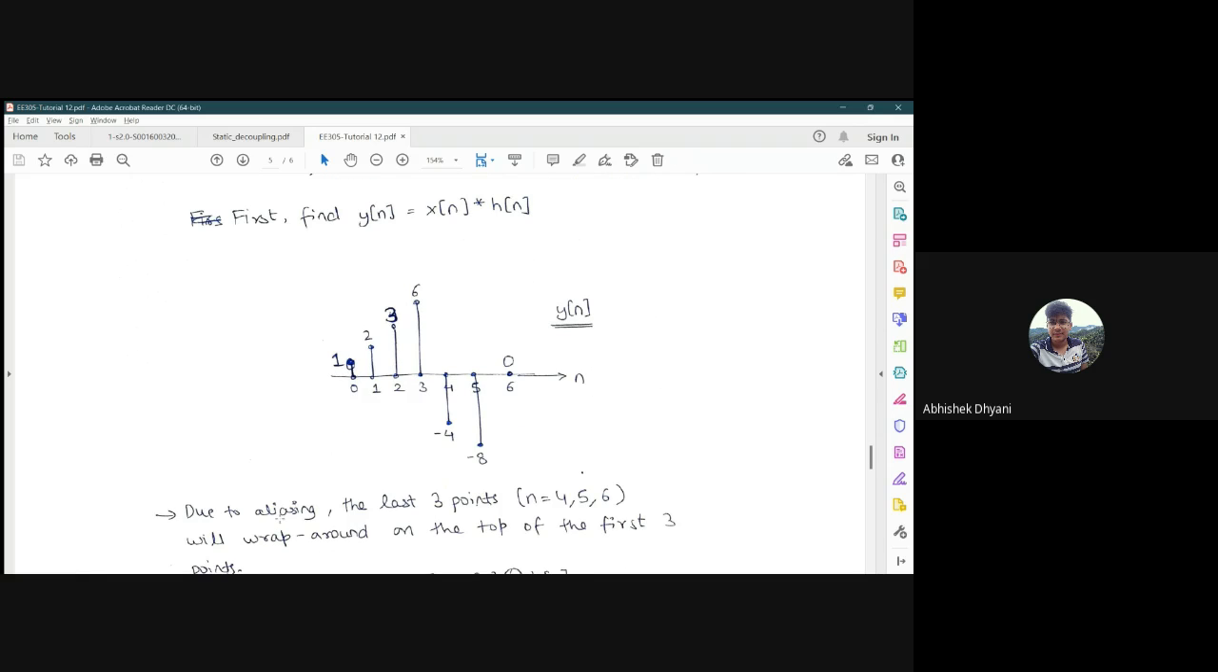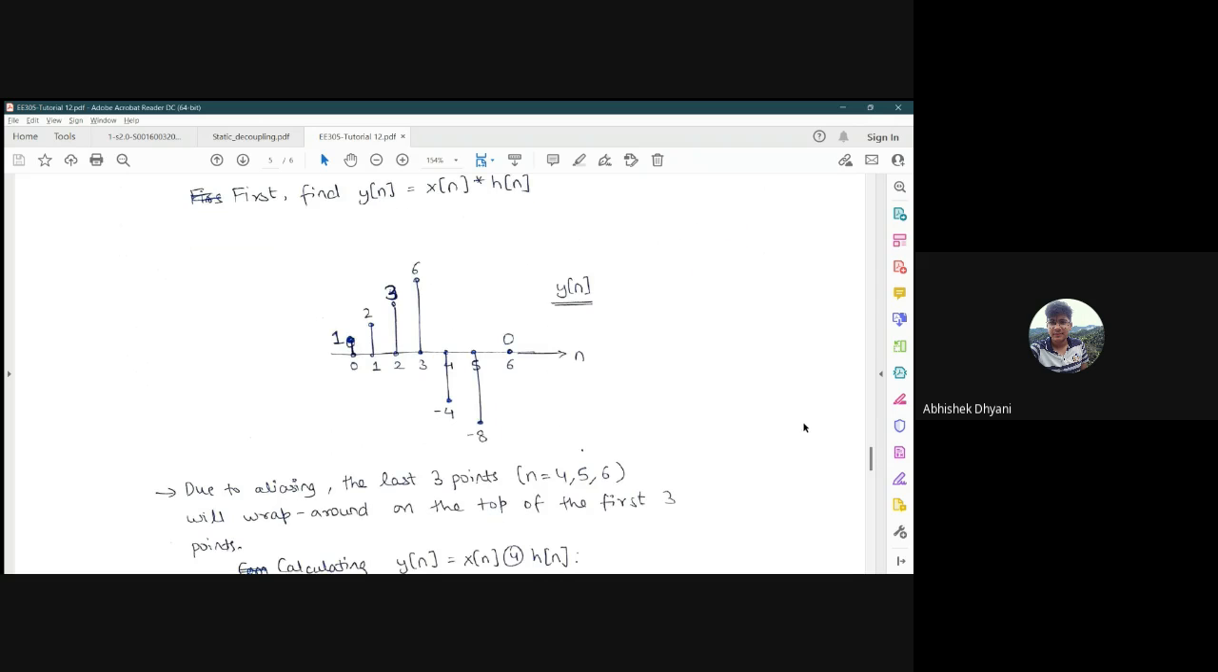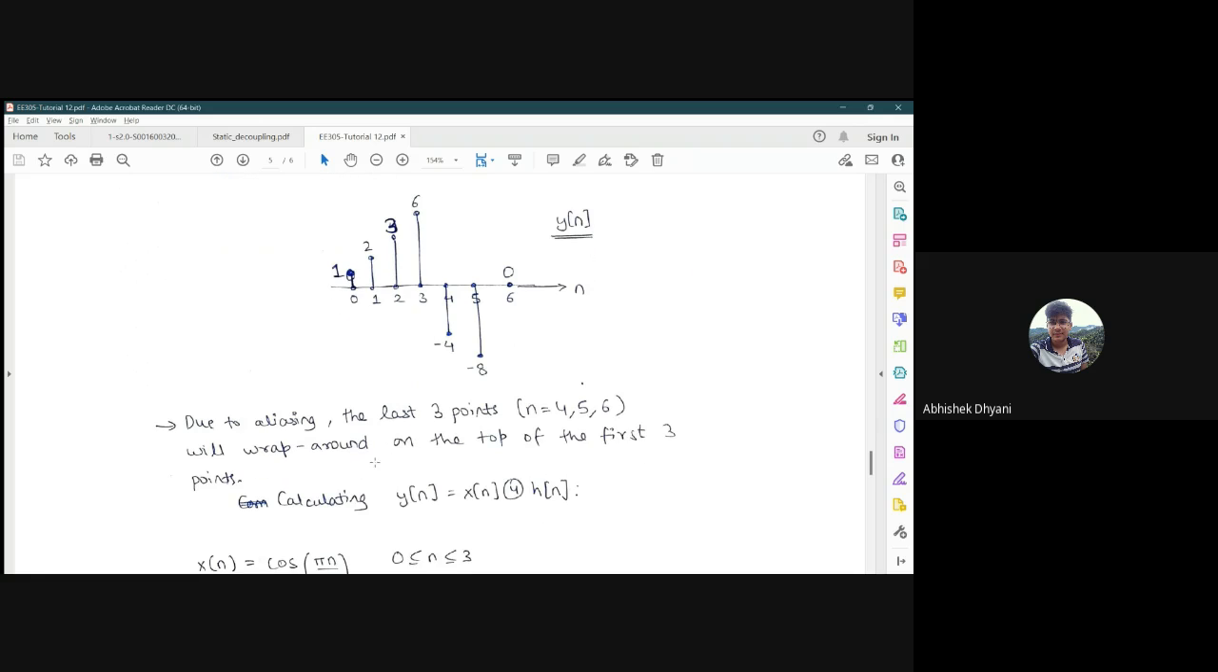Now there will be aliasing, and because of aliasing, the last 3 points will wrap around on top of the first 3 points. That is what will happen as a result of the circular convolution, that these 3 points will overlap with the first 3 points, right? Because we saw that the aliasing will be of 3 points.